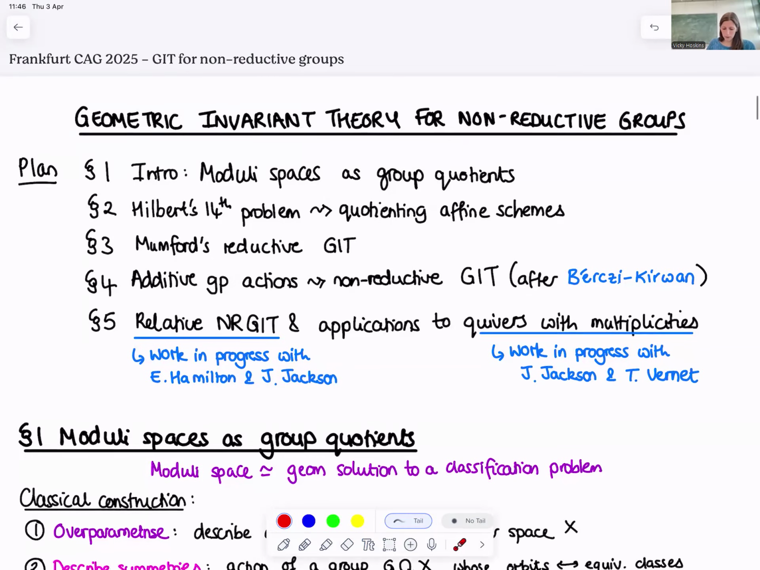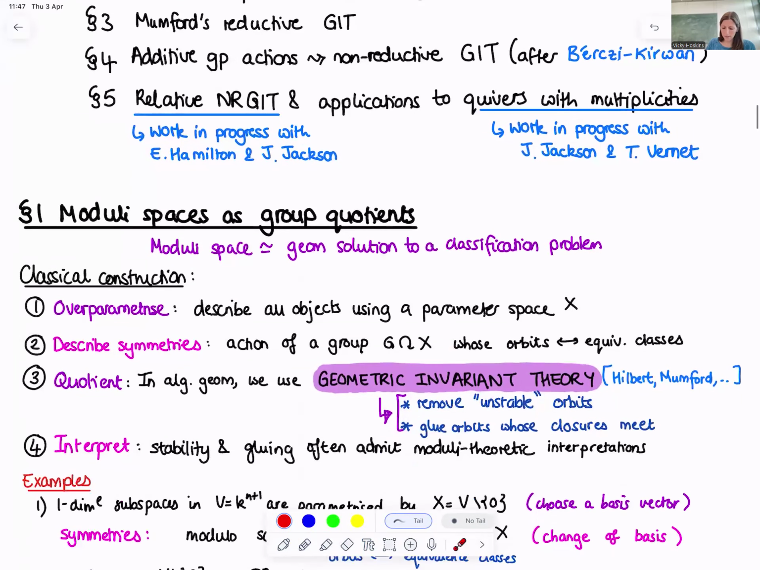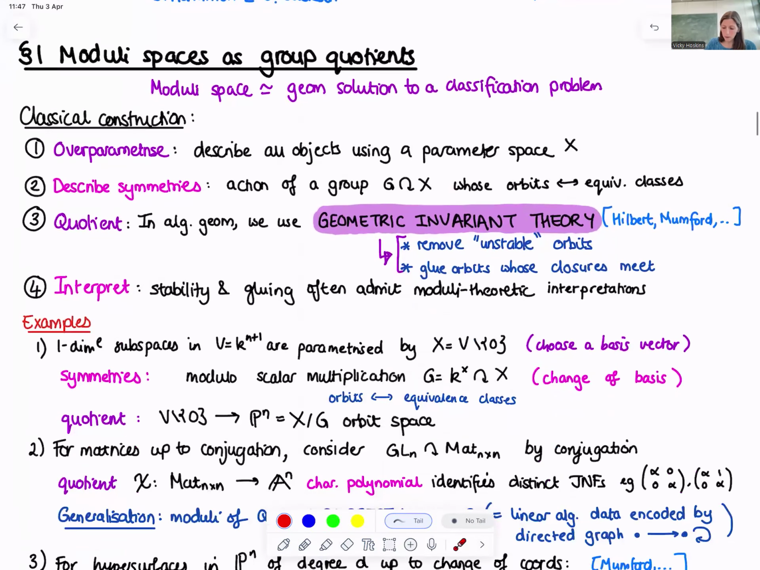Okay, so let me begin with the introduction, which is about moduli spaces as group quotients. Moduli spaces very roughly should be thought of as geometric solutions to a classification problem. And the classical construction is as a group quotient.